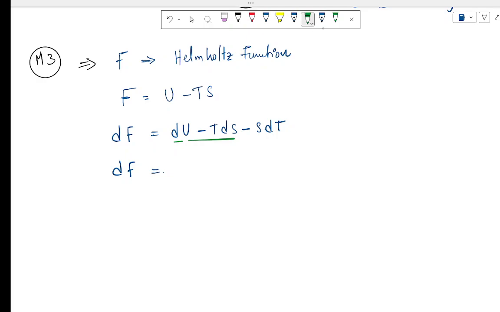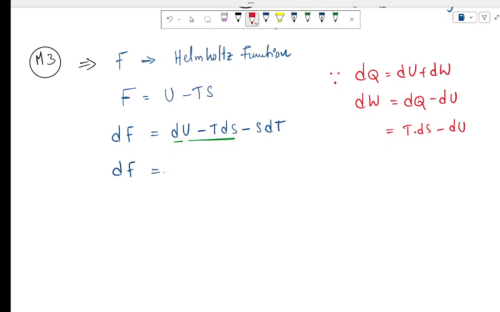So how I will write that, I will show you here towards my right. Observe this. So I know that from my first law of thermodynamics, dQ is equal to dU plus dW. So dW can be written as dQ minus dU. And from the Clausius inequality, I know that dQ is TdS and dU I will write as it is. And dW is nothing but PdV.